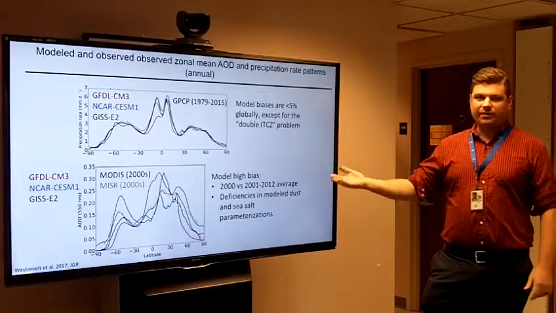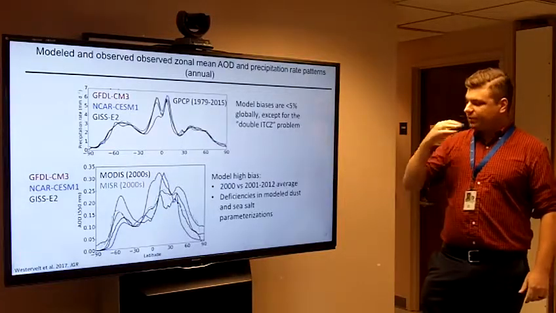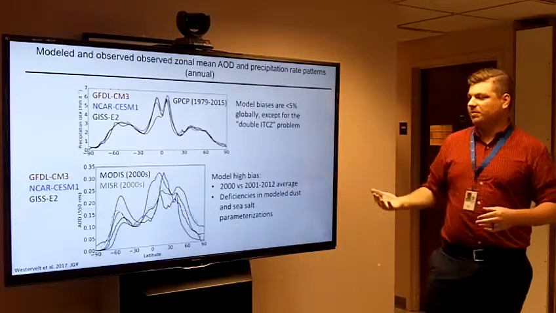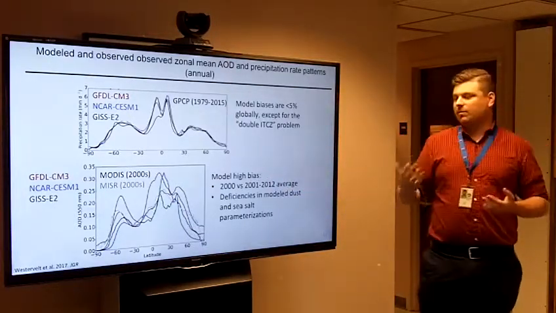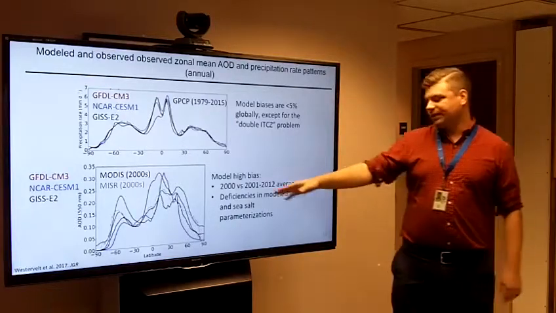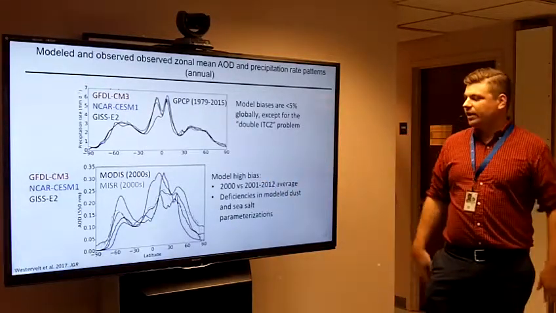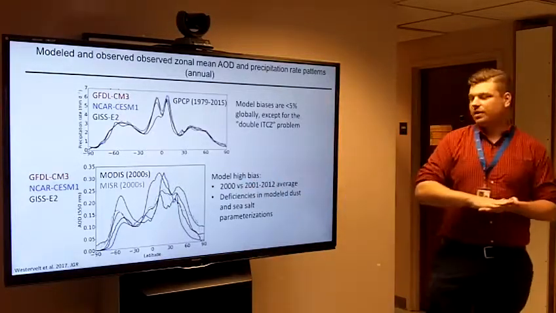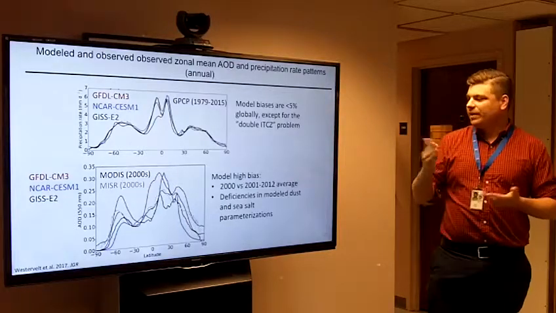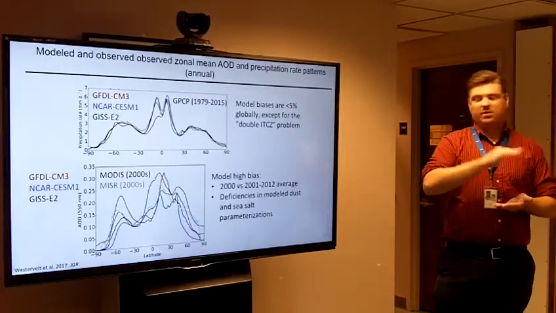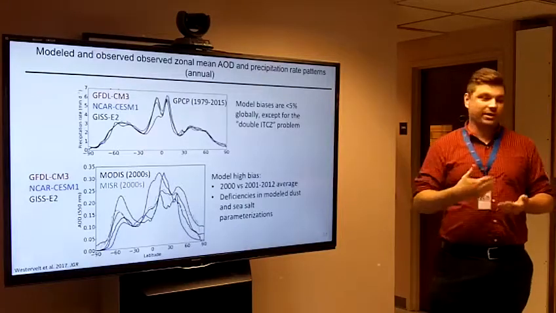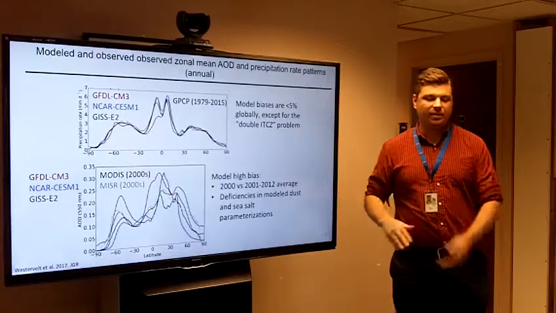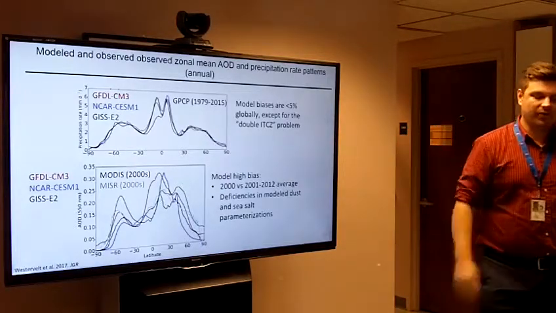Also, it's a different time period here, just a little bit. So MODIS and MISR has mostly been a product in the last couple decades, so after 2000. So what I did is I took a 2001 to 2012 average. The model is simulating 2000 conditions, so there's a little bit of apples to oranges. There were emission changes between 2000 and 2012, especially in the US, Europe, and Western countries. So that could play a role in this difference.